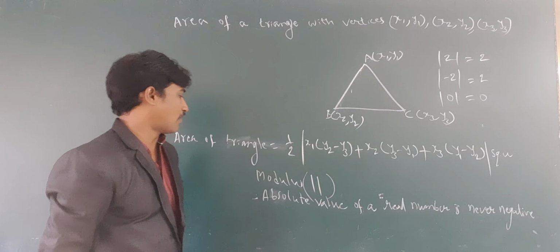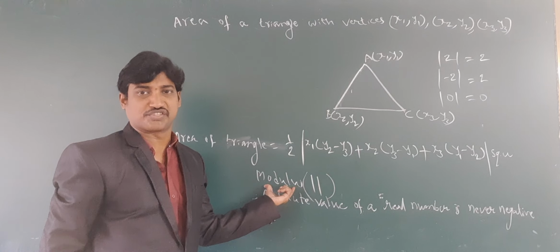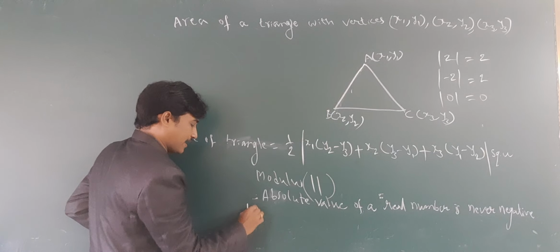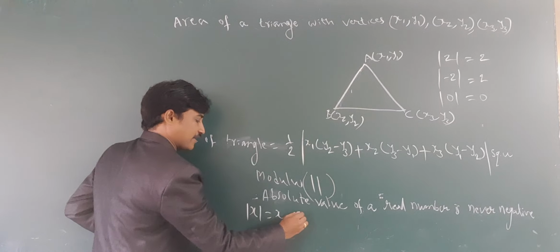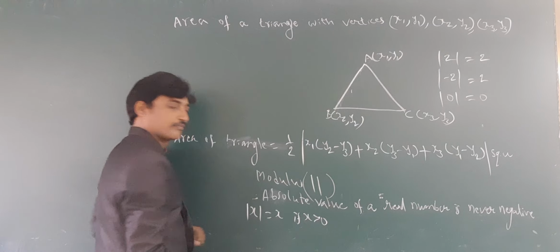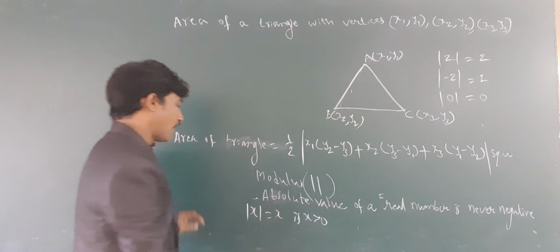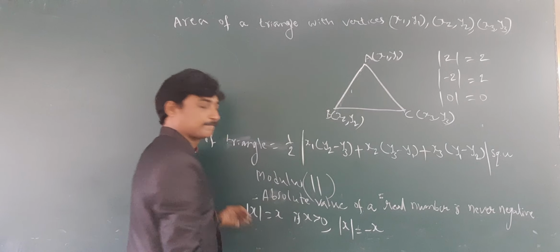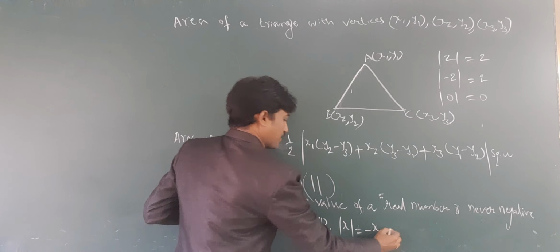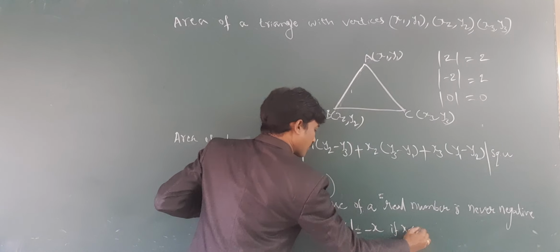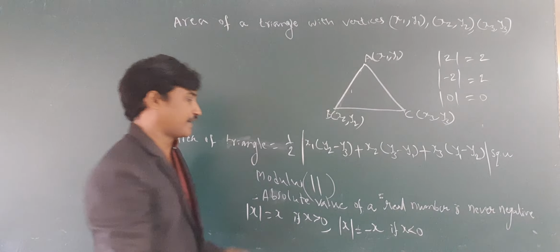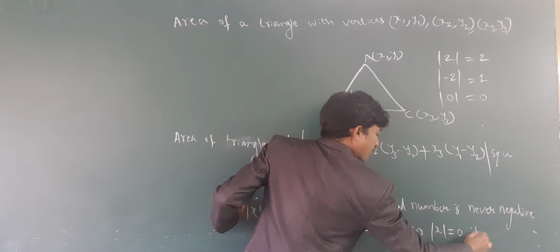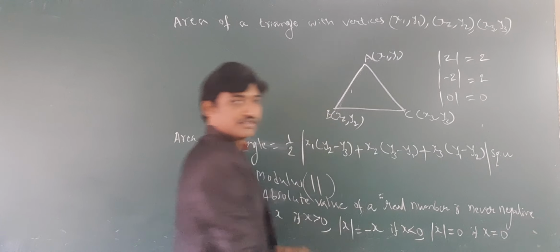We define the absolute value, that means the modulus of a real number. If x is a real number, mod x is equal to x if x is greater than 0. Mod x is equal to minus x if x is less than 0. Mod x is equal to 0 if x is equal to 0.